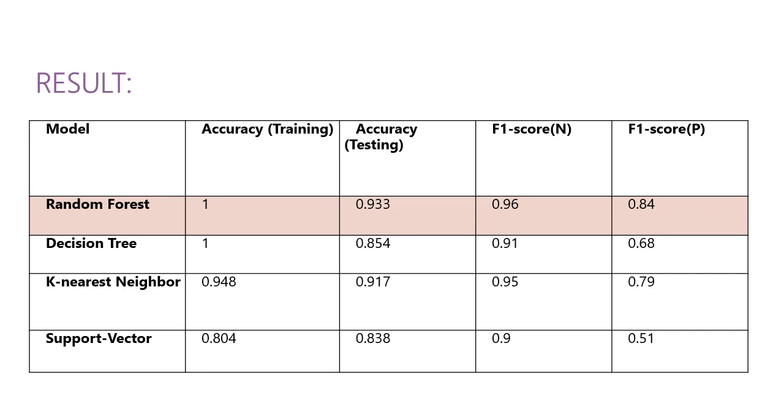So the result: based on F1 scores, it's clear that the best model to use in our case is the random forest, since it has the overall highest accuracy in training and testing and the overall highest F1 score for the positive and negative cases.